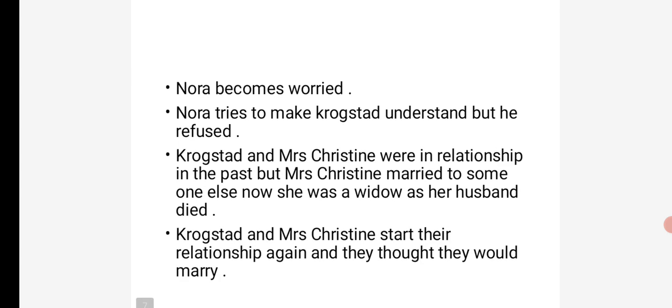So now moving towards another slide, Nora becomes worried. Nora becomes worried because Krogstad is continuously blackmailing her, and she is worried that if this truth comes in front of her husband, then what would be her husband's reaction? Maybe her marriage would be in danger. So Nora tries to make Krogstad understand, but he refuses.